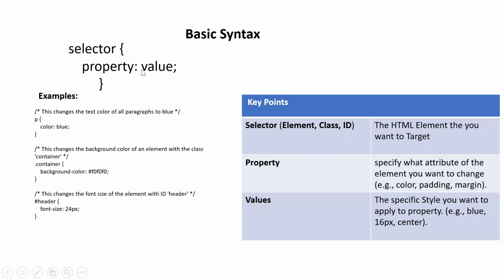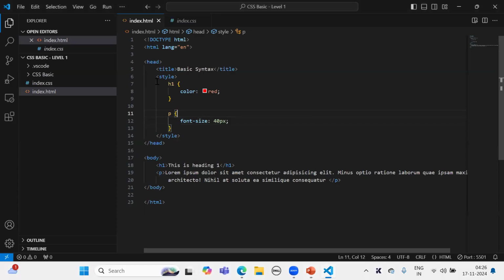So this is the basic syntax of CSS. First is selector, property, and value. This is the selector H1. This is the property, and this is the value. Similarly, for paragraph, P is the selector, font size is the property, and the property value is 40 pixel. This is all the basic syntax of this CSS element.